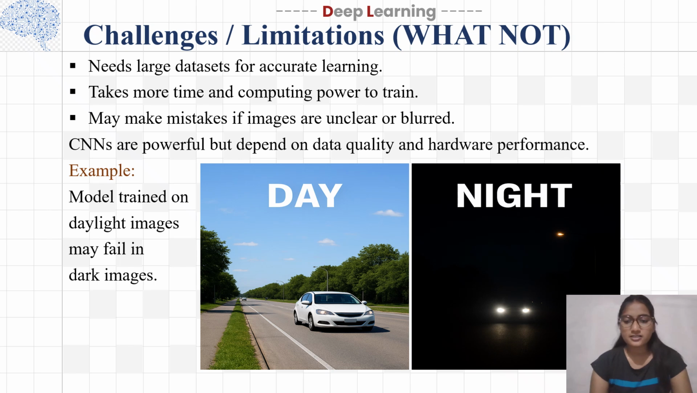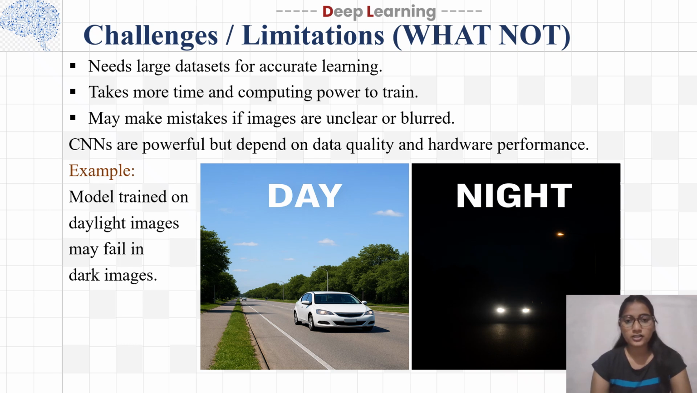Even though CNNs are extremely powerful, they are not perfect. So let's look at some of their key limitations. First one is large data requirement. CNN needs thousands or even millions of labeled images to learn efficiently. Without enough data, the model's accuracy drops.